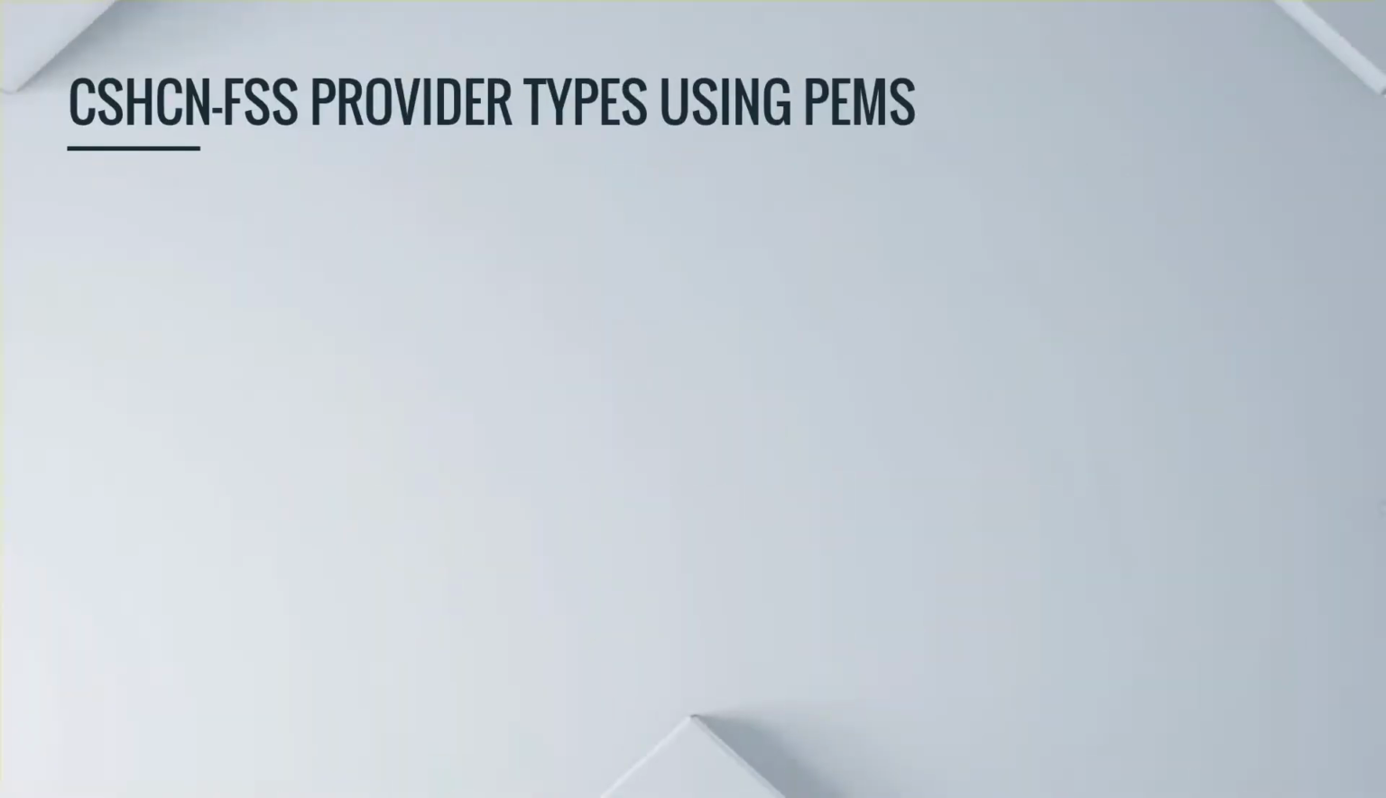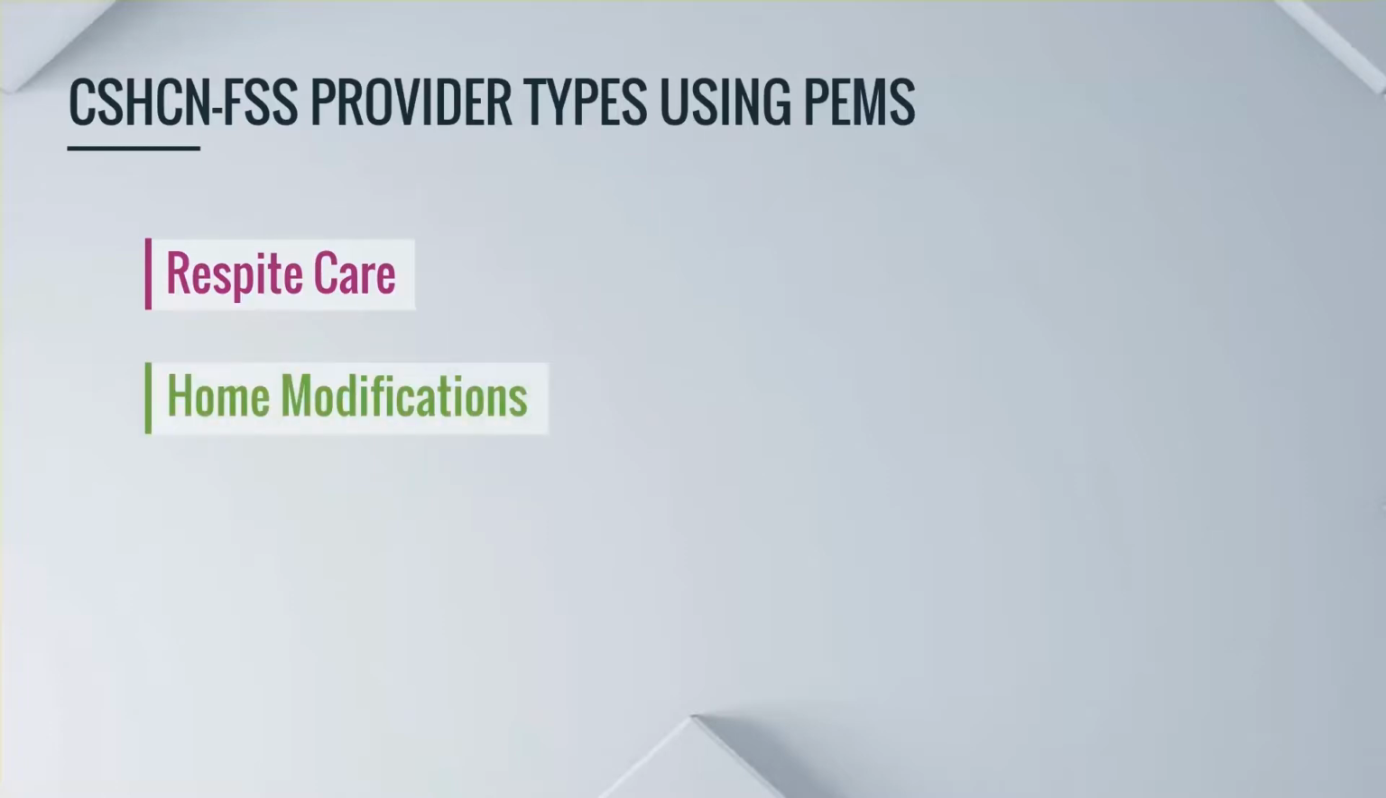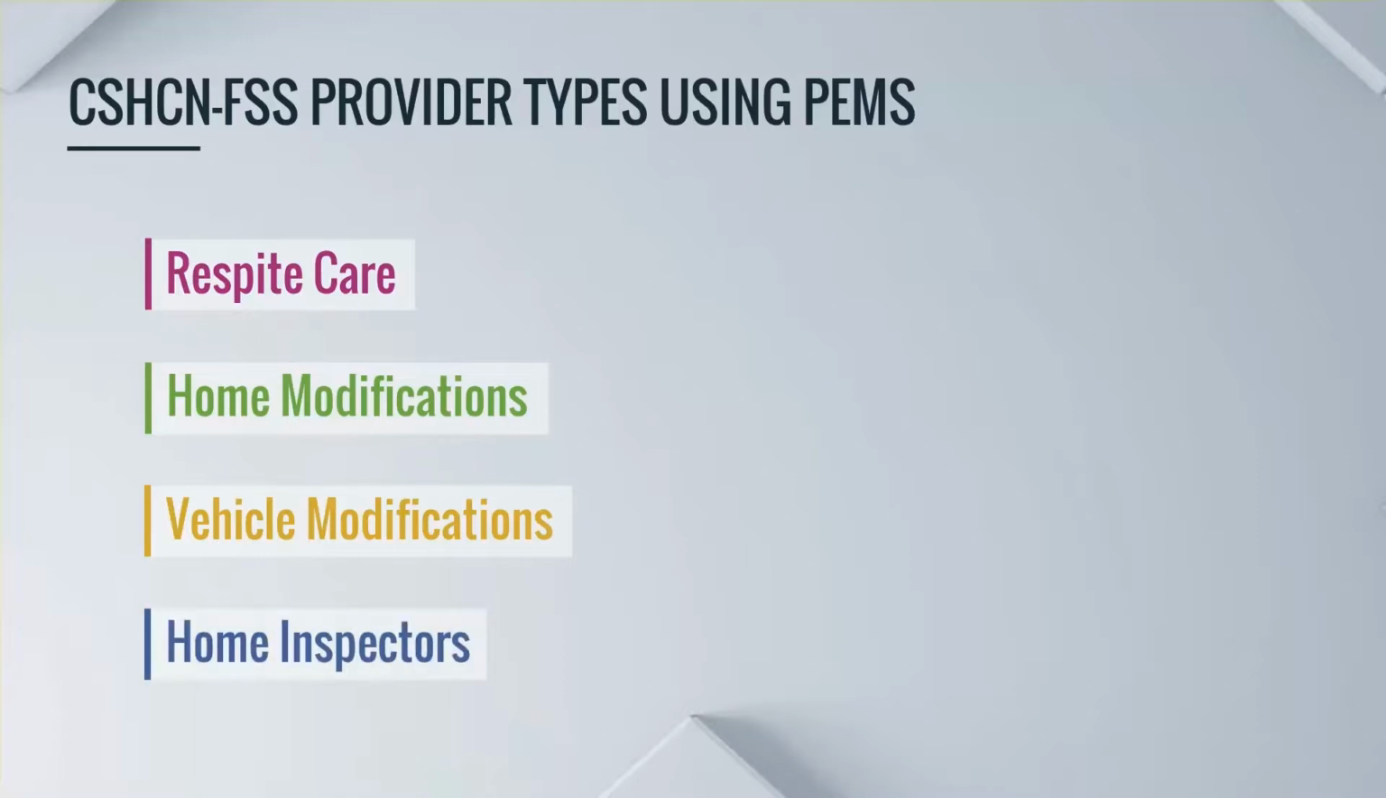Here's a list of all the CSHCN FSS provider types that are expected to use the new PEAM system. Respite care providers allow caretakers a short break from caring for their child. Home modification providers provide services including installations such as ramps, roll-in showers, or wider doorways. Vehicle modification providers provide services including installations like wheelchair lifts and related modifications such as wheelchair tie-downs, raised roofs, and hand controls. Home inspectors work with home modification providers to ensure that installations are completed properly and effectively.